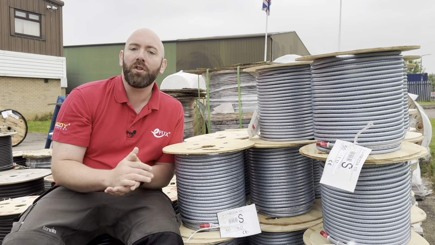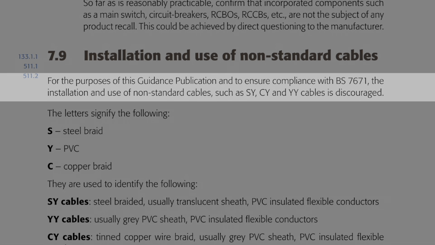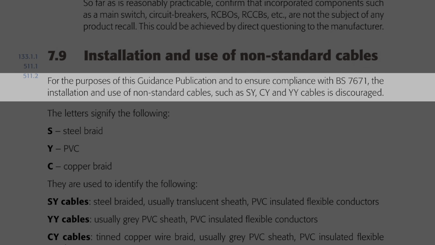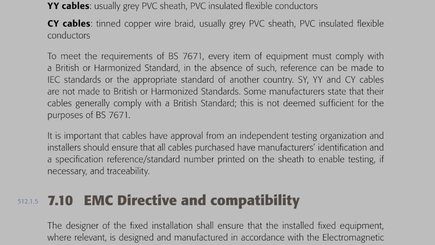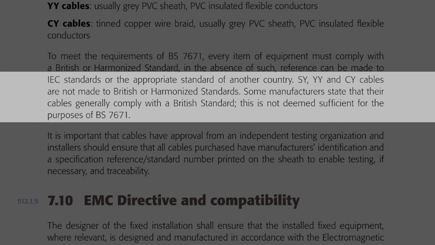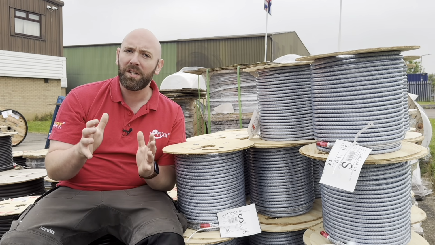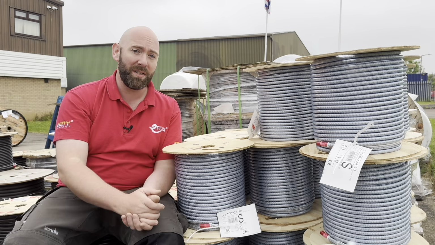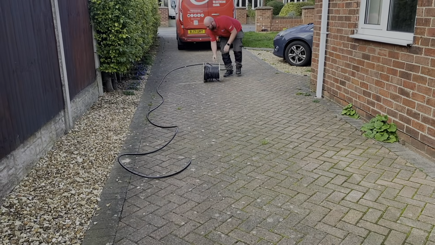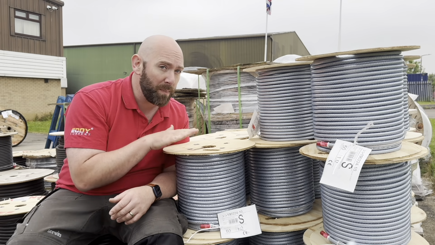SY cable is a non-standard cable according to section 7.9 of the On-Site Guide, where it says that the installation of SY, CY and YY cables is discouraged. It also goes on to state that these cables are not made to British or harmonised standards and that although some manufacturers will say it's okay, this is not enough for BS 7671. It's worth reminding ourselves that cables not only need to conform to British standards, but that they have to be rigorously tested by third-party organisations like BASEC, so we as installers can have confidence in the cables that we are selecting.